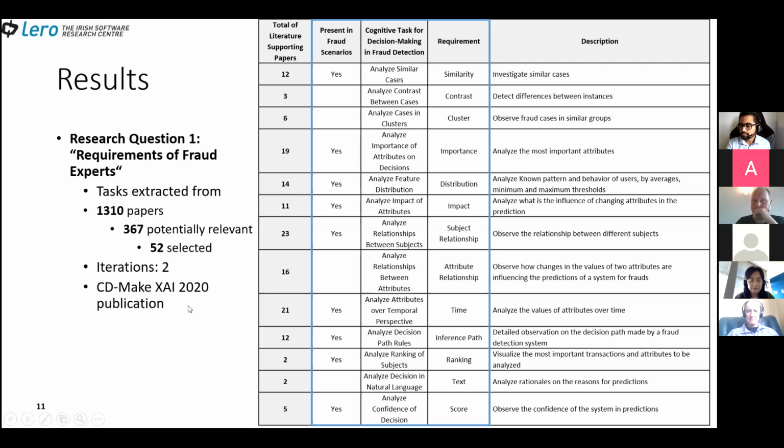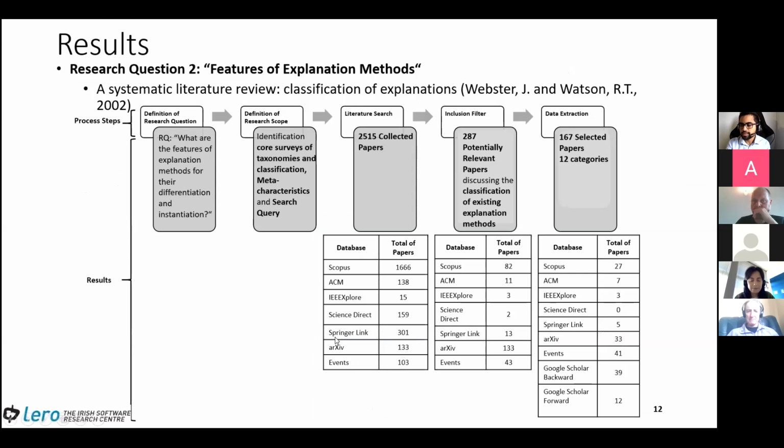Then, continuing here, from the first research question, I identified the decision-making tasks. However, to develop the alignment between those tasks and the explanation methods, I need to answer my research question 2, which asks, what are the features of explanation methods for their differentiation and instantiation?